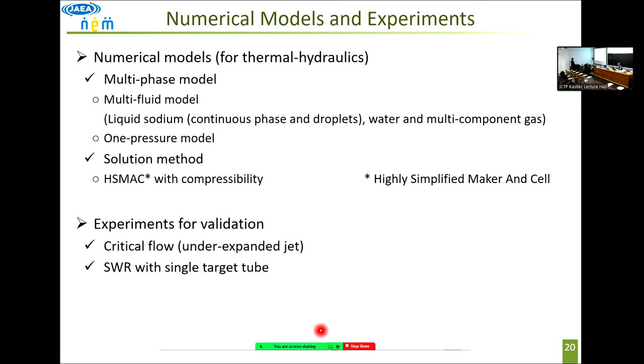For experimental validation, currently we have not made a good path analysis, but we just started to make the validation. For instance, for the critical flow, that is the supersonic flow under-expanded jet, and the sodium water reaction with a single target tube.